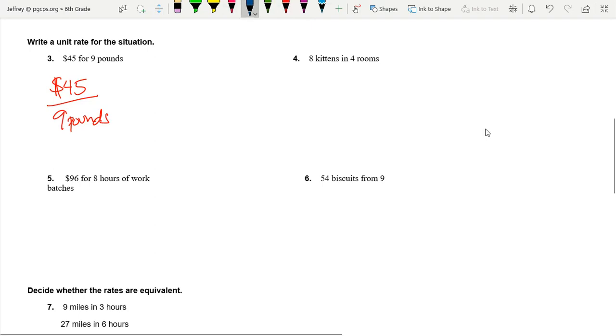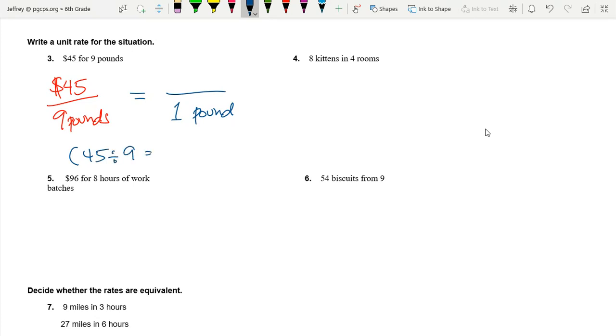So when we find the unit rate, remember we need to compare one quantity, so 1 pound, to the other quantity. So how do we get 9 into 1? We're actually just dividing 45 divided by 9, and that gives us exactly 5, right? So it's going to be $5 for 1 pound. So we're actually dividing by 9, $45 for 9 pounds. That means we're paying $5 for every pound.